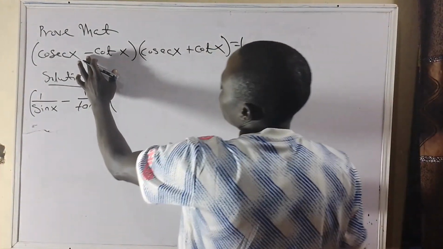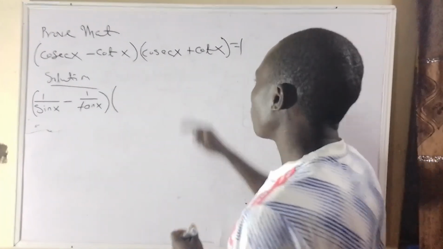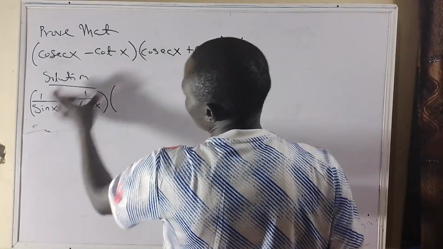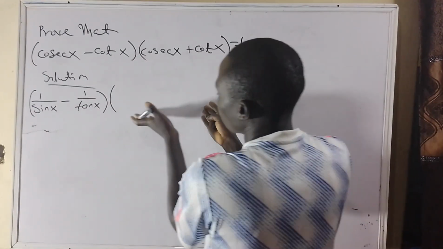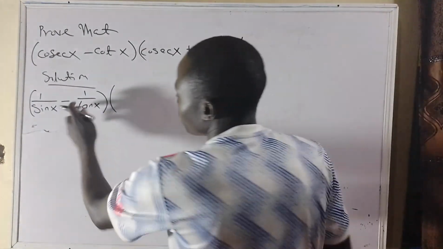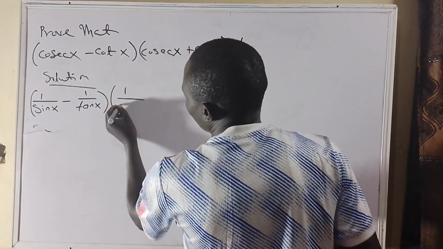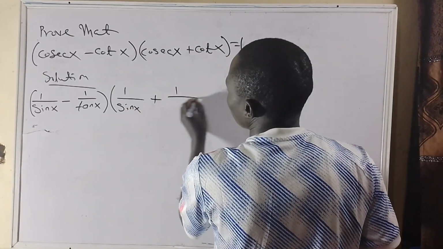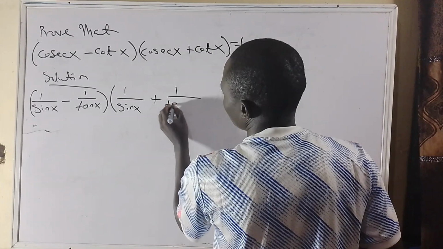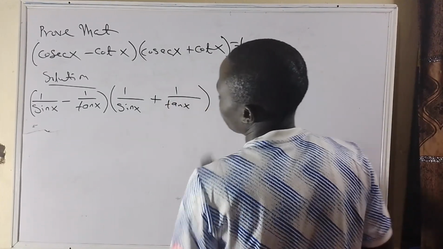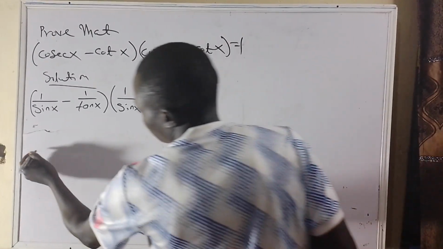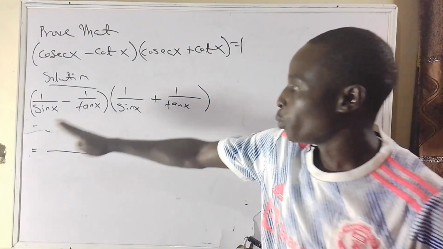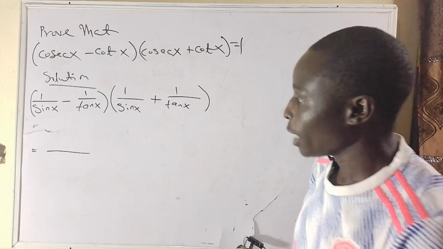So the difference between this bracket and this bracket, if you look at it critically, is the sign. The first one is carrying the negative sign, while the second one is carrying the positive sign. So everything inside the first bracket would be contained in the second bracket except the sign. So I'm at liberty to put it as 1 over sin x plus 1 over tan x. So I can see that the LCM in the two brackets is sin x tan x.